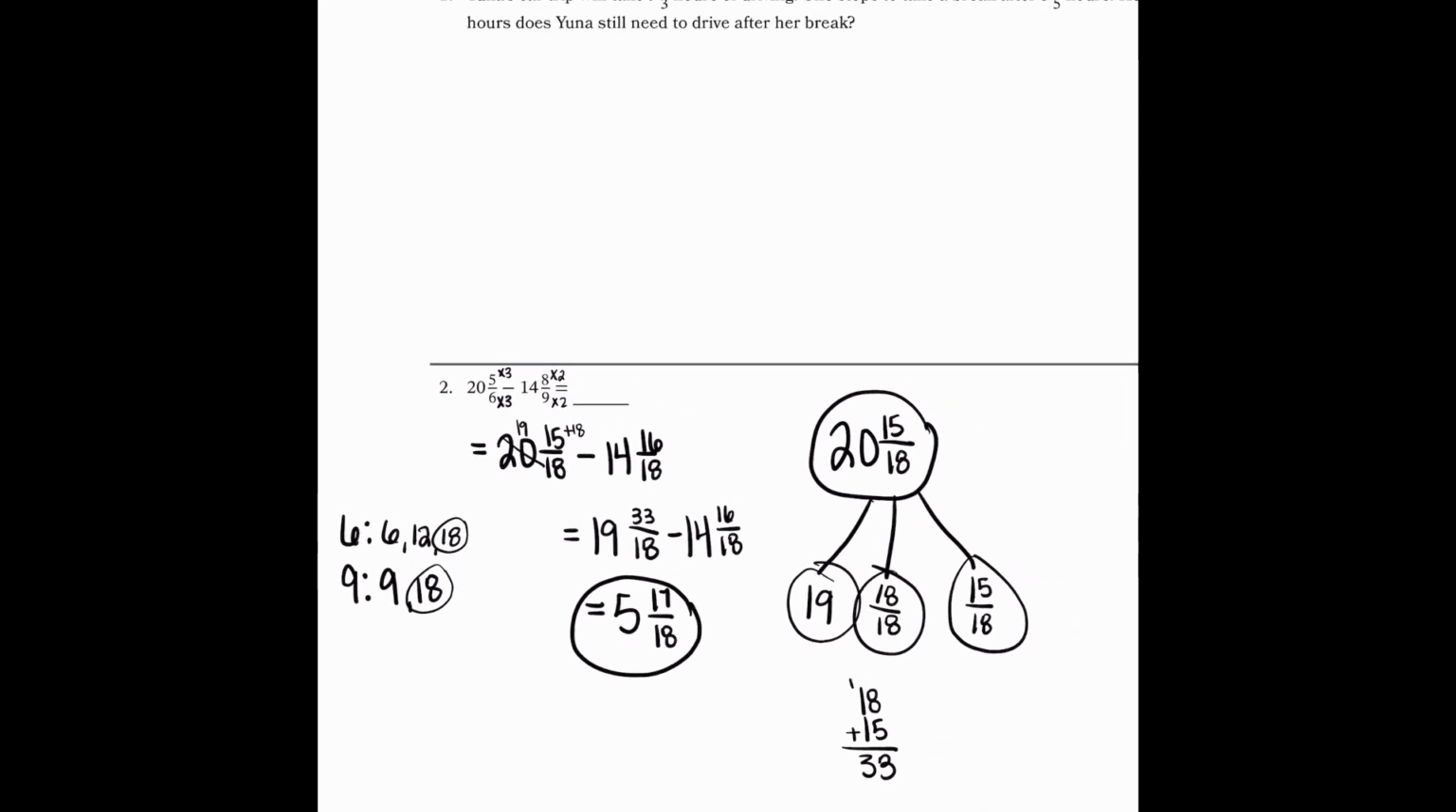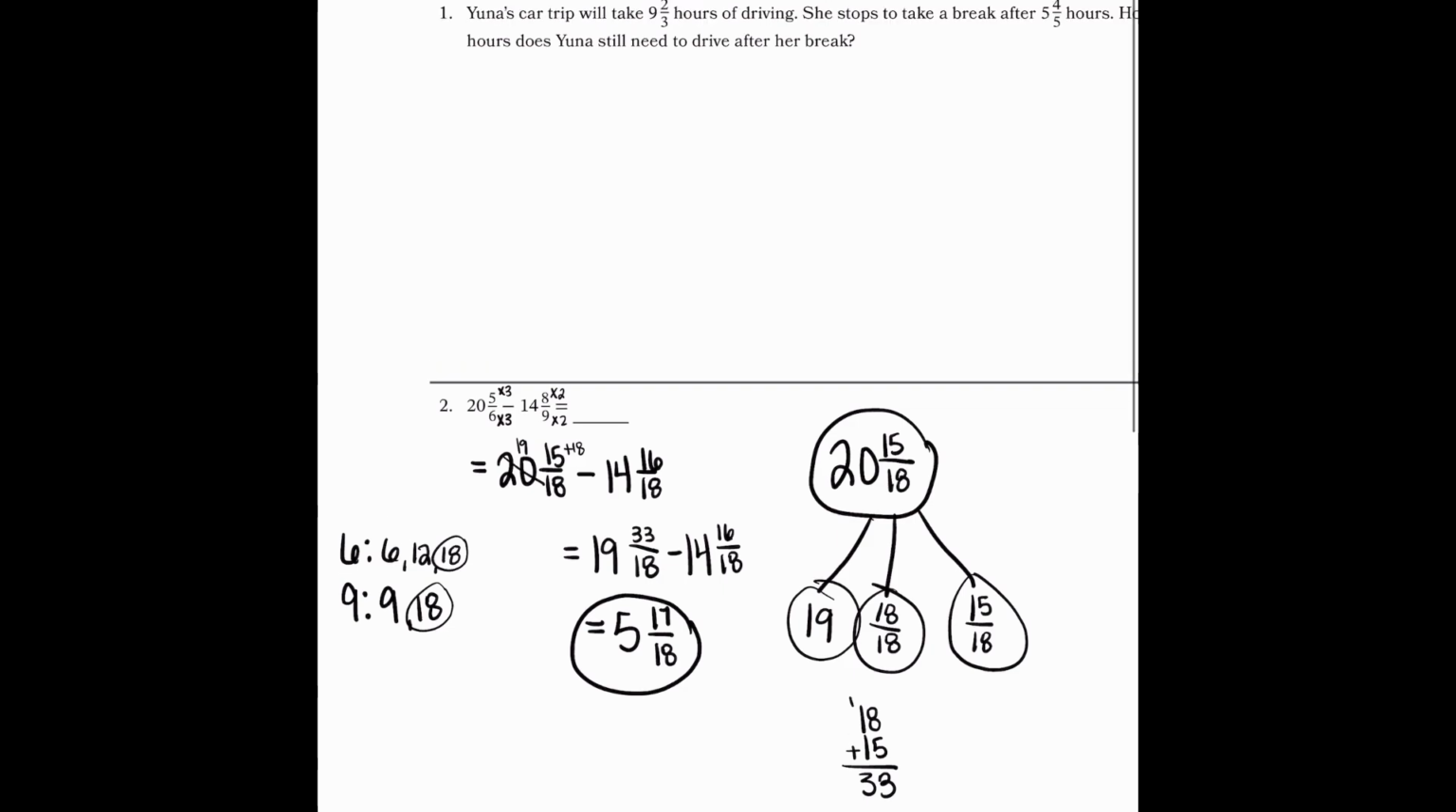Okay, now just a few reminders. We have to make sure that we are turning our denominators to the same denominator. We have to make sure that the fraction in our minuend is bigger than our fraction in our subtrahend. Let me know if you have any questions.